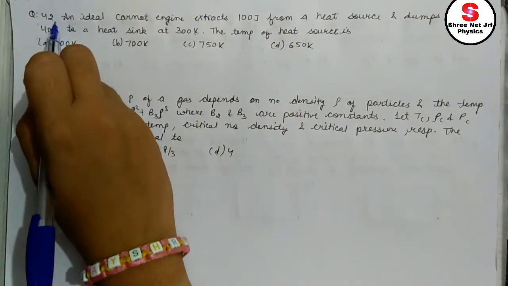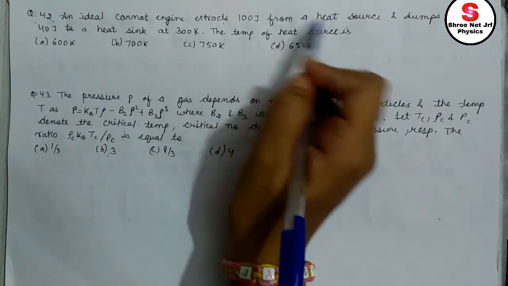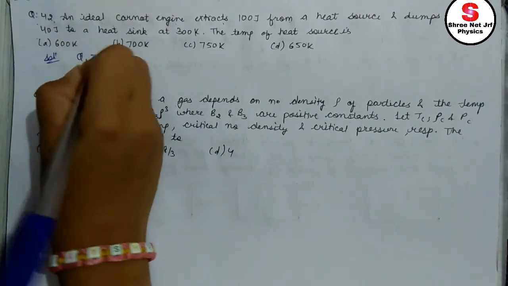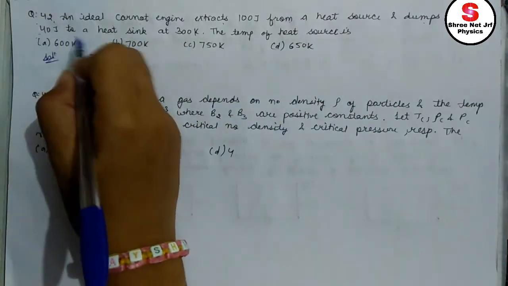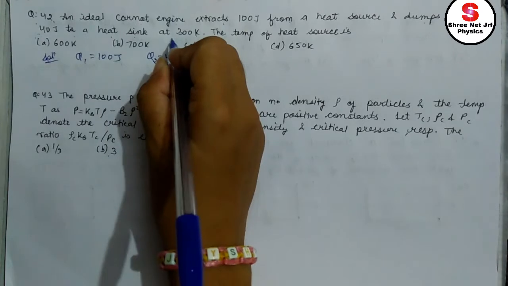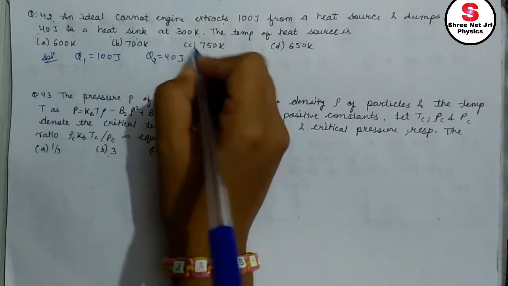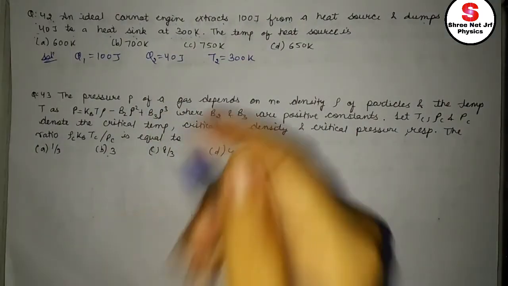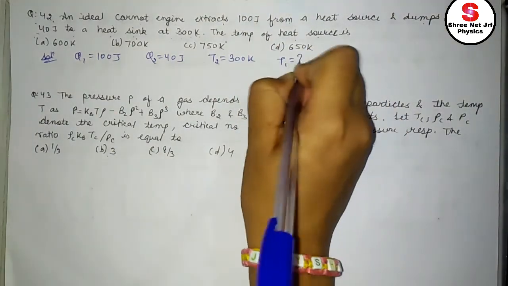Next is question number 42. What is it saying? An ideal Carnot engine extracts 100 joule from a heat source. That means we are given Q1 equals 100 joule from the heat source, okay, and dumps 40 joule to a heat sink, so Q2 equals 40 joule, at 300 Kelvin. That means the temperature of the heat sink is given as 300 Kelvin, T2 equals 300 Kelvin. The temperature of the heat source, we need to find what is T1.